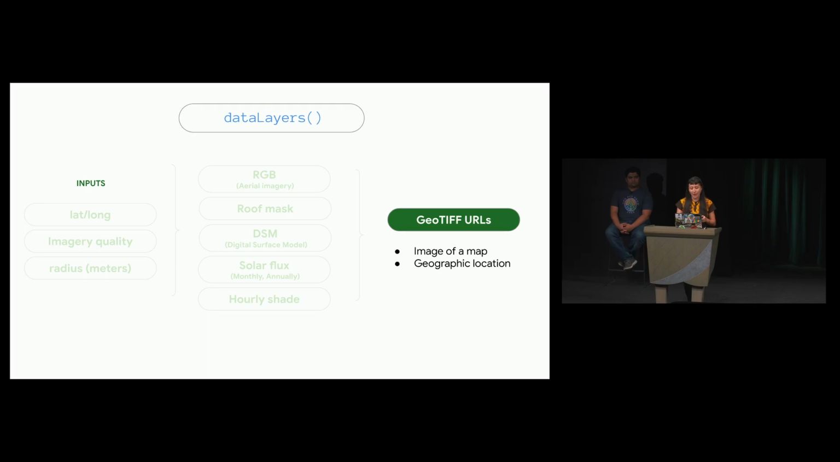Most of the geotiff files are at a resolution of 10 centimeters per pixel, but the monthly sunshine file is at 50 centimeters per pixel. And the hourly shade files are a little bit coarser. They're 1 meter per pixel. But if a pixel size is specified in the request, then that becomes the minimum resolution of those geotiff files. And just note that these geotiff URLs are valid for just a few hours.